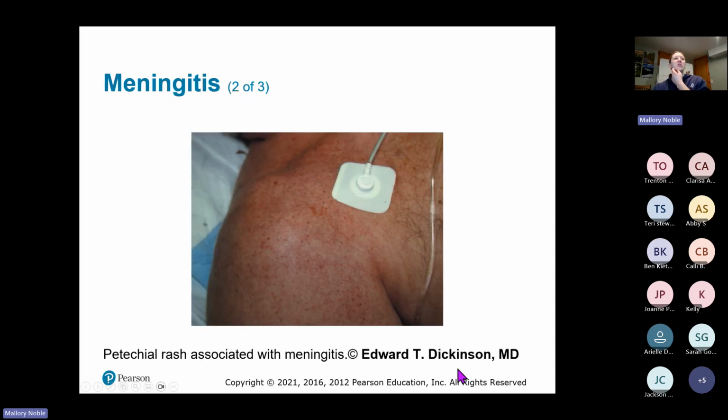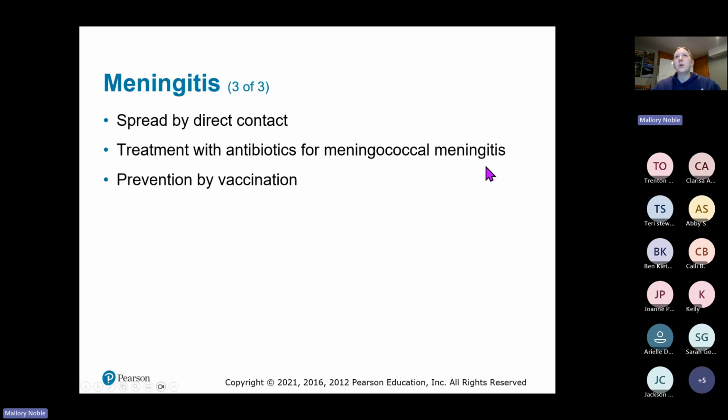It's almost like somebody just got stuck with a needle a whole bunch of times. Like they just got scratched with a tattoo needle over and over and over with no ink in it. It's a very small pinpoint rash here. Spread by direct contact, treatment with antibiotics, and then there is a vaccination for this as well.